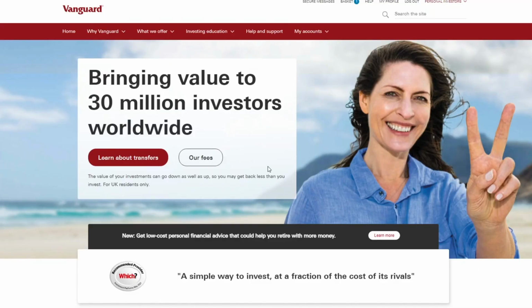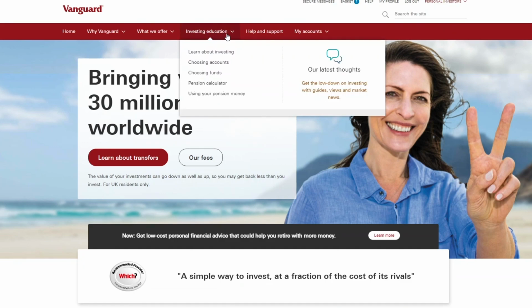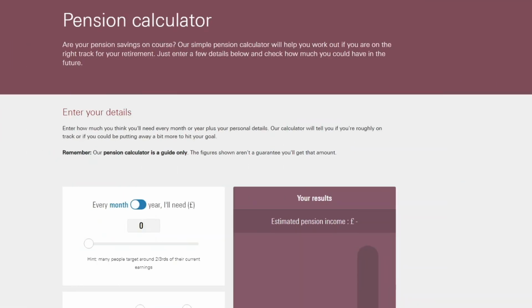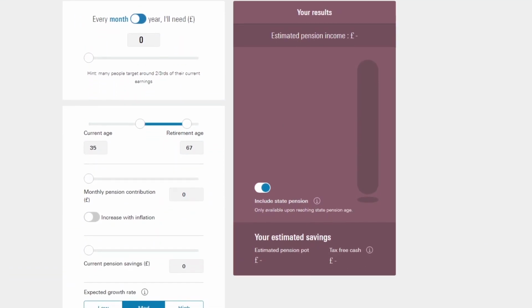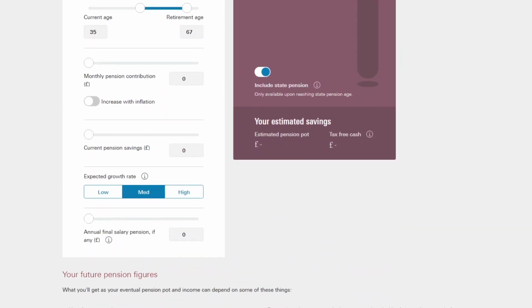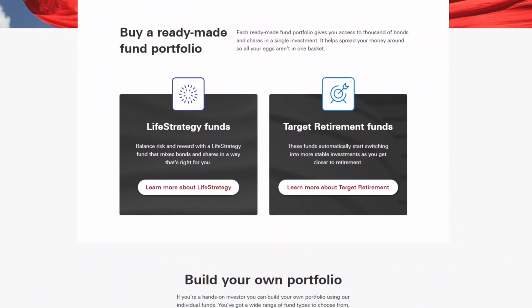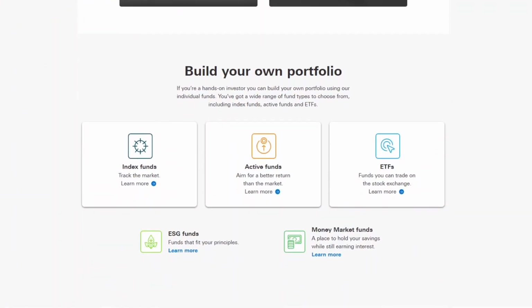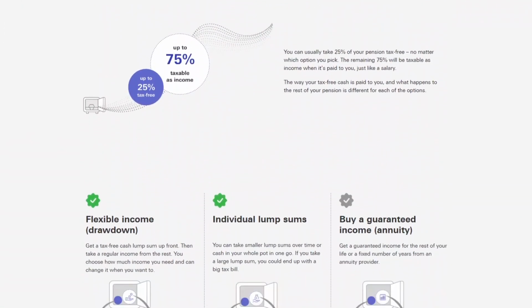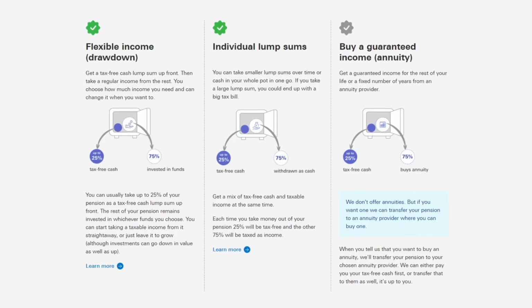There are some other useful features of the site that I'm not going to spend too much time on under the Invest in Education tab at the top of the screen. There is a pension calculator, which helps you figure out how much you need to save to earn a set income at retirement. There's a page that gives you info that will help you decide which type of fund is best for you. Then there is a page that describes the different options that you have when it comes to withdrawing from your pension. The last part that we'll talk through is the accounts page, which you get when you open an account with Vanguard.